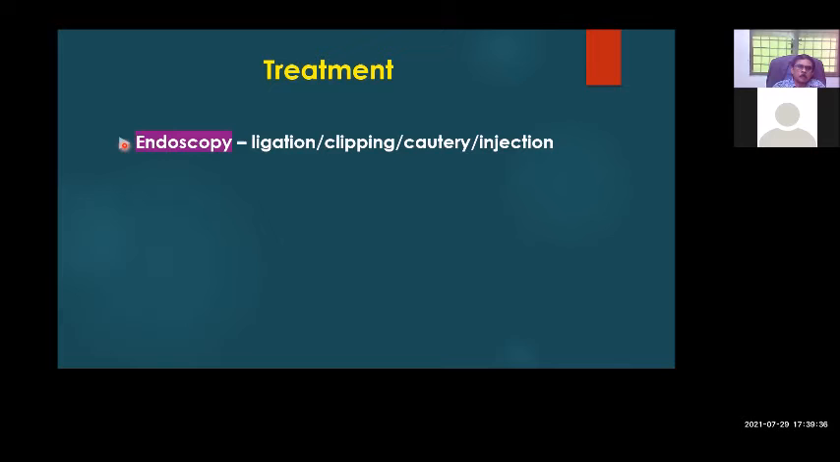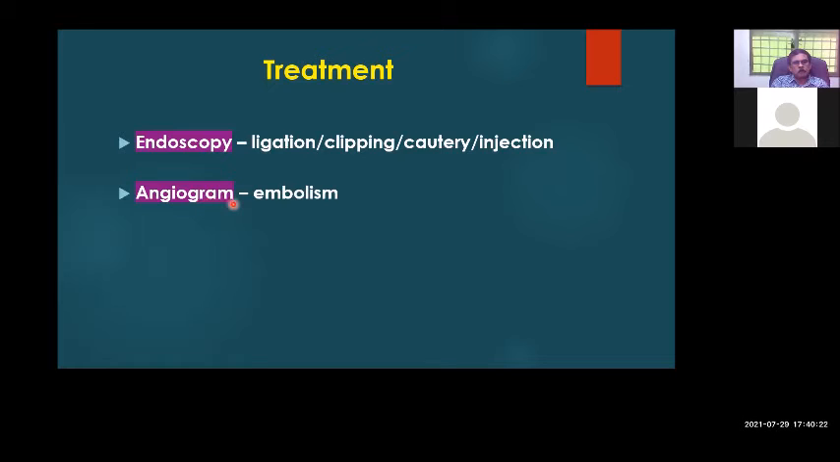Next, we come to the definitive treatment. Definitive treatment is endoscopy. These patients must be subjected to endoscopy, and the rest of the management depends on the findings. Endoscopy not only diagnoses the condition, it also helps in the treatment to stop the bleeding, such as using ligation, application of clips, endo clips, cautery or heat probe to cauterize the bleeding vessels, or injection of adrenaline to cause vasospasm and stop bleeding.